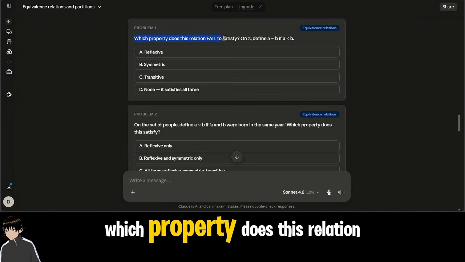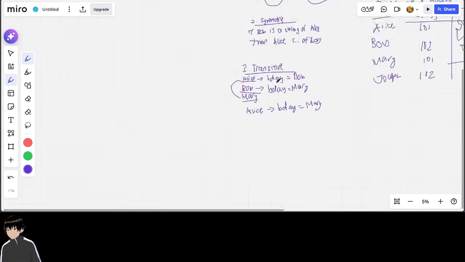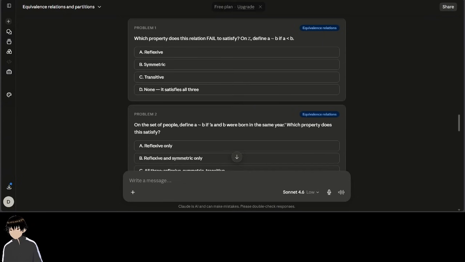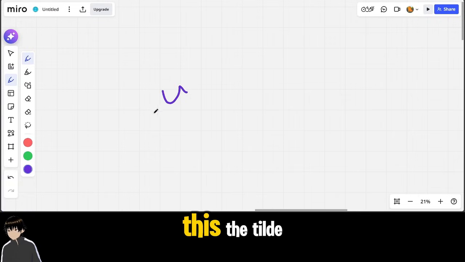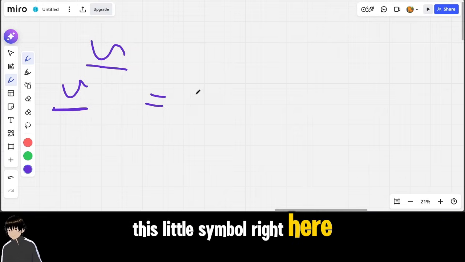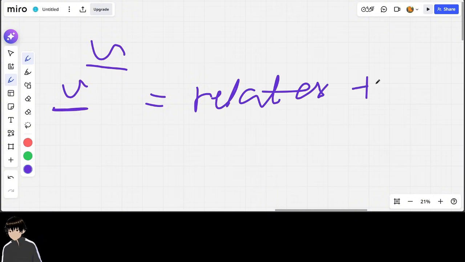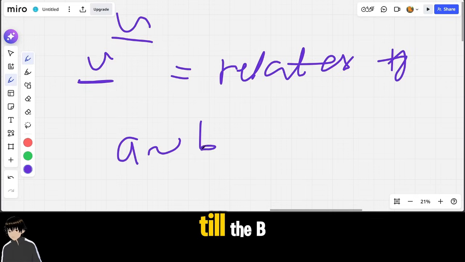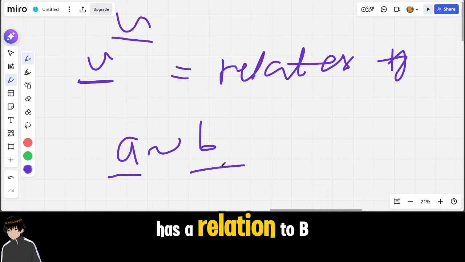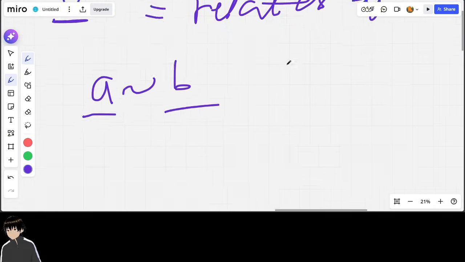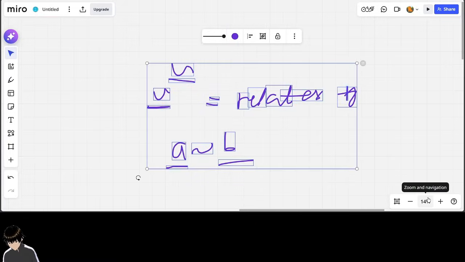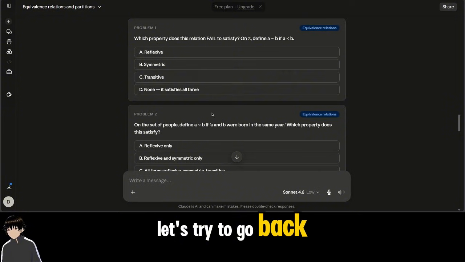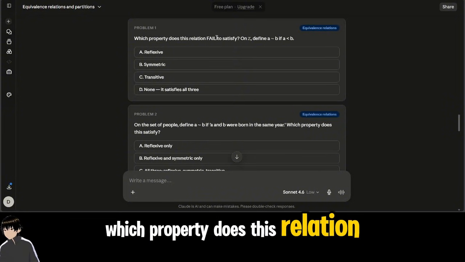Okay, so we have: which property does this relation fail to satisfy? By the way, the symbols. This little symbol, the tilde, basically just means relates to. So if we have A tilde B, it basically means that A has a relation to B in some significant way. Okay, let's go back to the problem. Which property does this relation fail to satisfy?